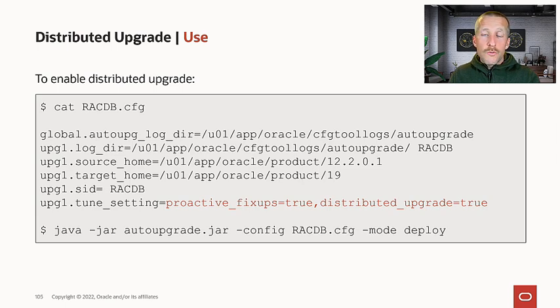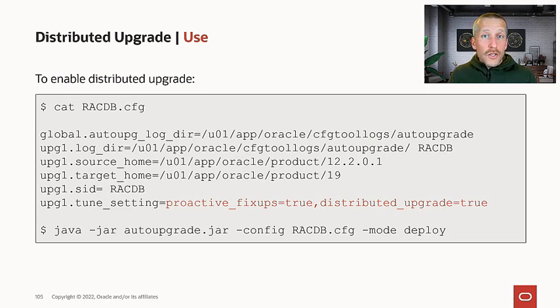If you want to use distributed upgrade on your RAC system, it is super easy. There's just one line you need to add to your auto upgrade configuration file: tune_setting, proactive_fixups=true, comma, distributed_upgrade=true. You must use proactive fix-ups when you want to use distributed upgrade, because distributed upgrade builds on top of proactive fix-ups. In a later release of auto upgrade, we will make the syntax slightly easier, so you don't have to actually specify proactive fix-ups. It'll come kind of out of the box when you specify distributed upgrade. But for now, in the current version, you need to specify both.